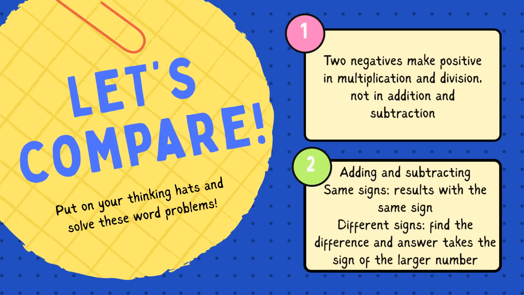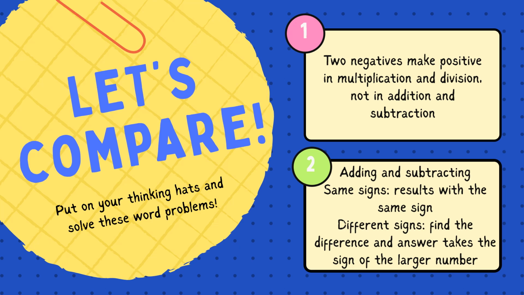So let's compare. Two negatives make a positive in multiplication and division, but that is not true in addition and subtraction. Remember, two negatives make a positive in multiplication and division, but that is not true in addition and subtraction.